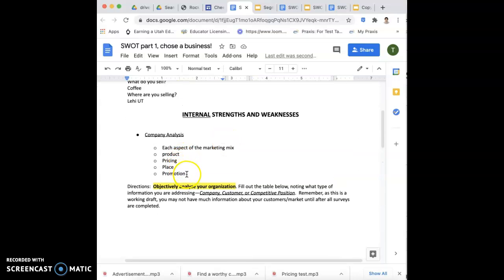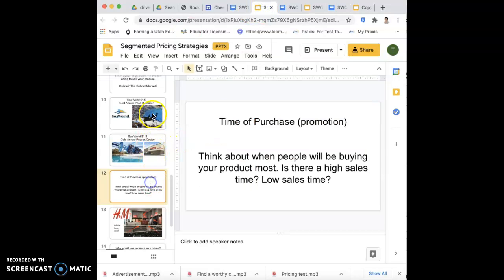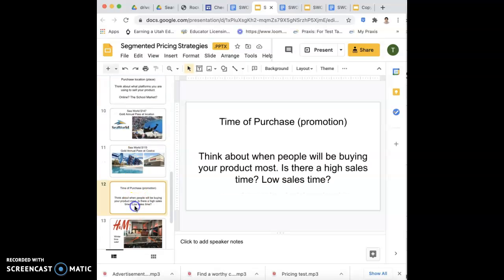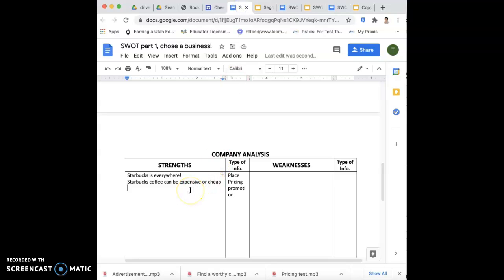Okay, what about promotion? I don't think Starbucks has real good promotion. I don't really see commercials for them. Actually, what I mean by promotion is not advertisements. What I mean by promotion is this one right here, time of purchase. Remember we talked about H&M having winter sales. Does Starbucks have winter sales? Okay, let's see.